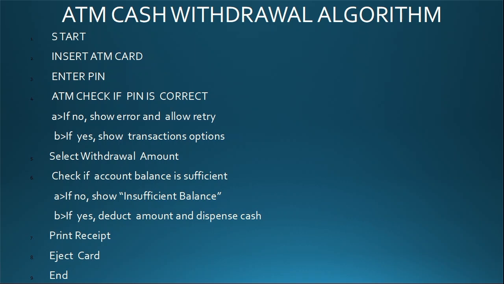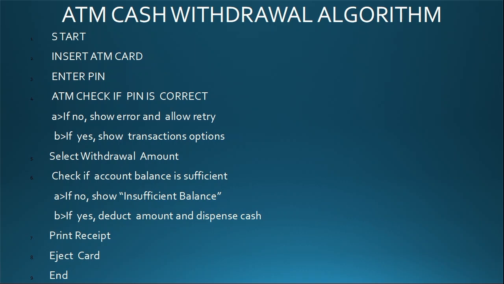Then after that, select withdrawal amount. That is, if the PIN is correct, show transaction options, then select withdrawal amounts. After selecting the withdrawal amount, you also go to another logic of this algorithm, which is to check if account balance is sufficient or not. If the account balance is sufficient, deduct amount and dispense cash. If not sufficient, show insufficient balance.